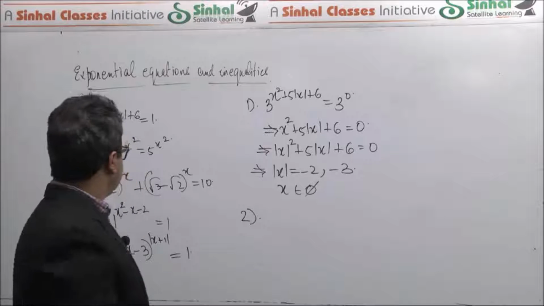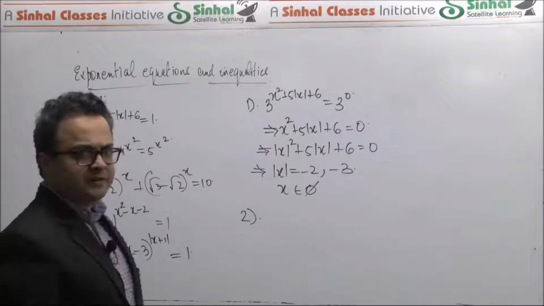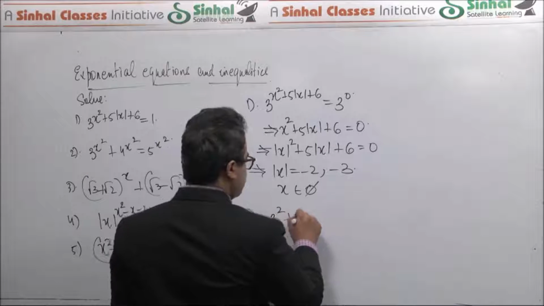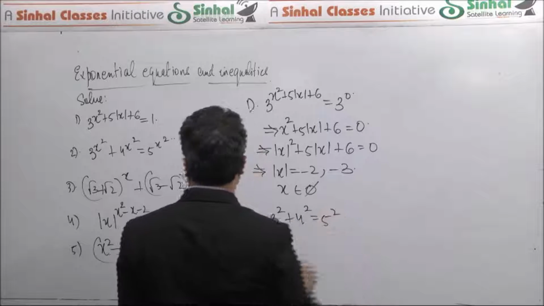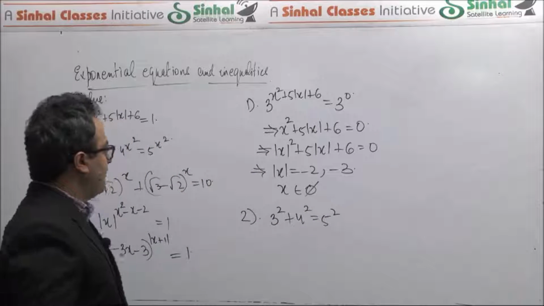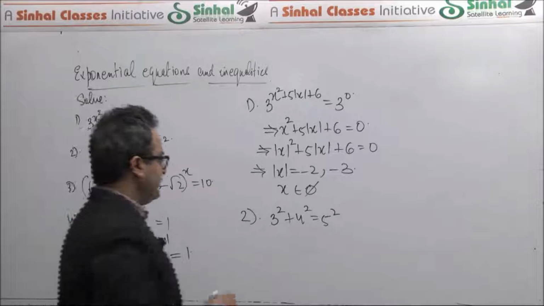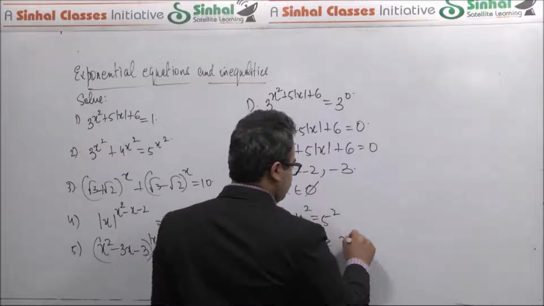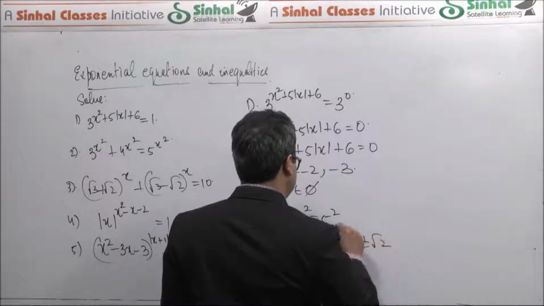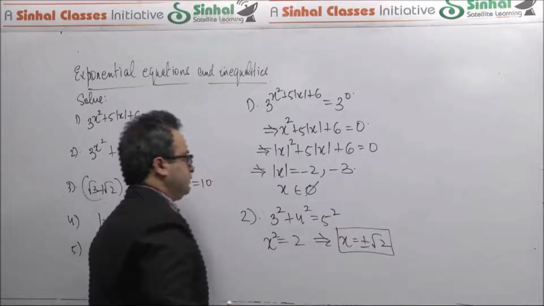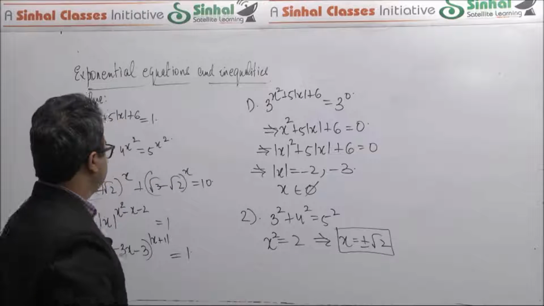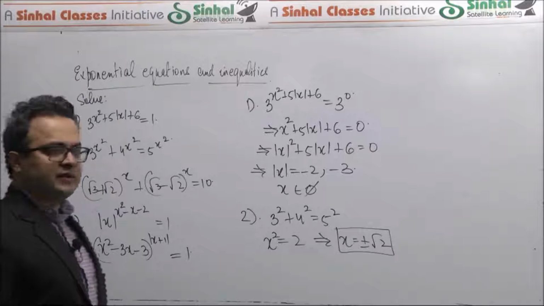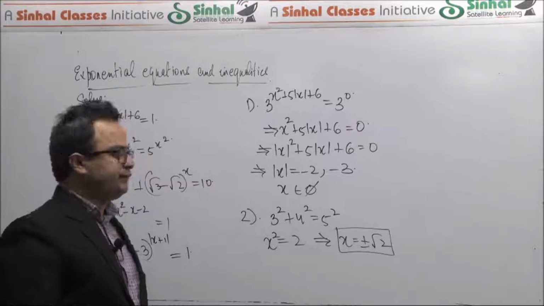For the second question, it's basically more of an observation-driven question. So an observation clearly is that 3 raised to 2 plus 4 raised to 2 happens to be 5 raised to 2 by Pythagoras theorem. So clearly x square should be equal to 2. So the solutions for the second question are given by plus minus root 2.